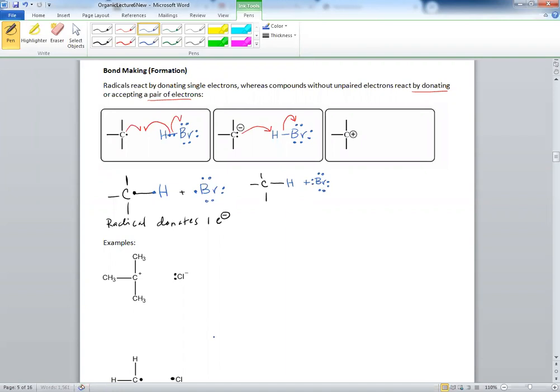Right here. So what happened here is that the carbanion donates a pair of electrons. The carbanion donates a pair of electrons. And then finally, in the last example, let's say we have now a bromine ion.